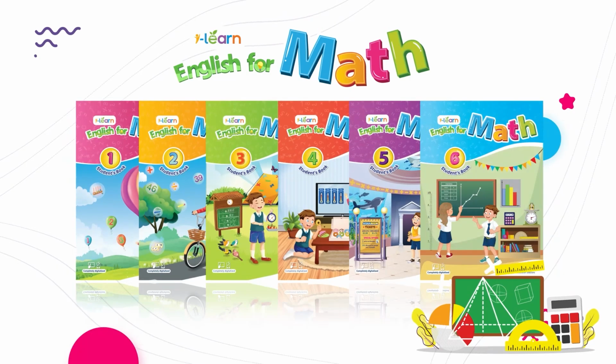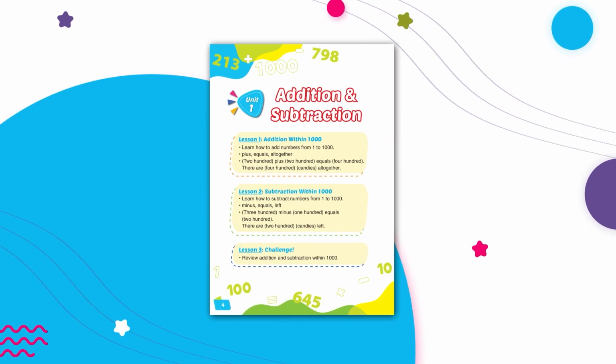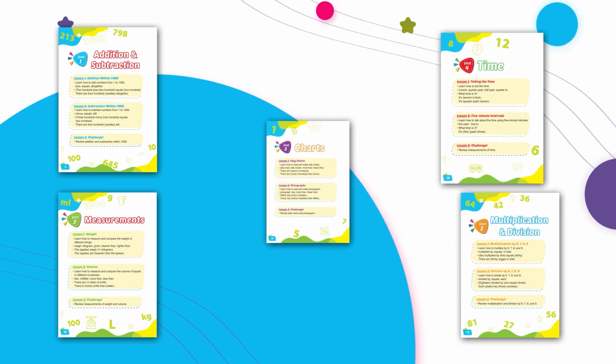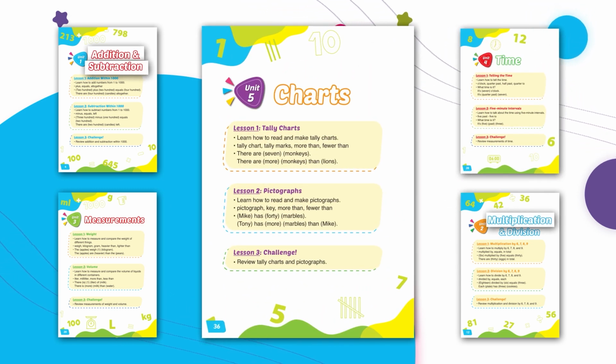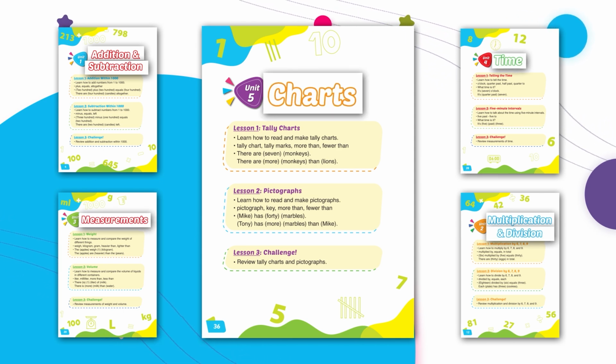Next, let's have a look at I Learn English for Math. Each book consists of 5 units, each with 3 lessons. Students explore topics such as addition, subtraction, multiplication, division, measurements, time, charts, and more.